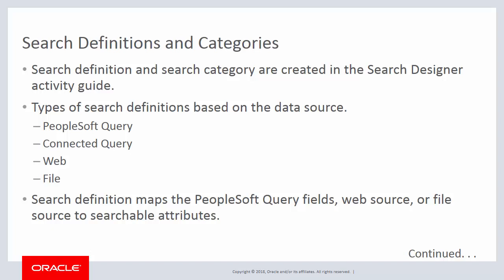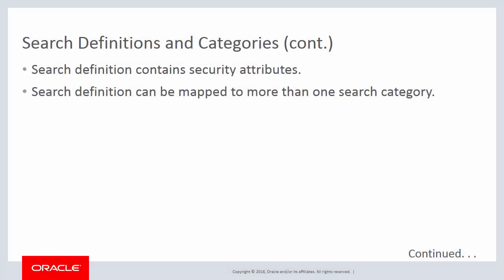Examples of external file types that can be indexed include Microsoft Word and Excel documents, plain text documents, HTML files, and so on. A search definition maps the PeopleSoft query field's web source or file source to searchable attributes in the search engine. The search definition also enables you to attach security attributes to restrict access to the search results. A search definition can belong to one or more search categories, but it must belong to one search category with the same name as the search definition.